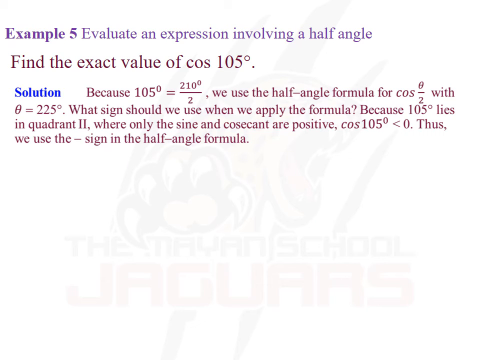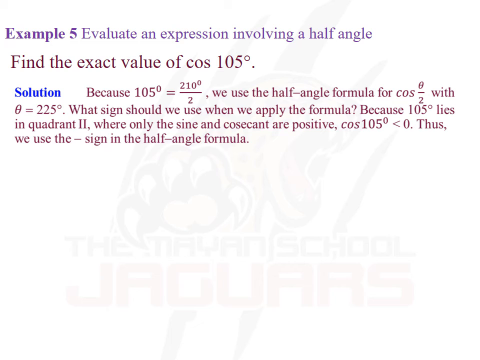Let's make an example where we can evaluate an expression that involves half an angle. Find the exact value of the cosine of 105. The solution goes like this. We know that 105 is the same as 210 divided by 2. So we can use the half angle formula for the cosine of theta divided by 2.